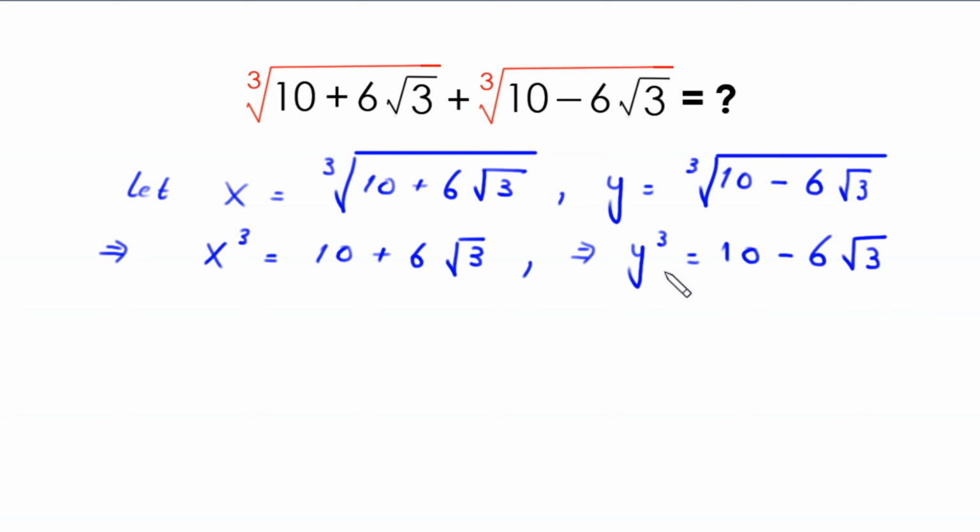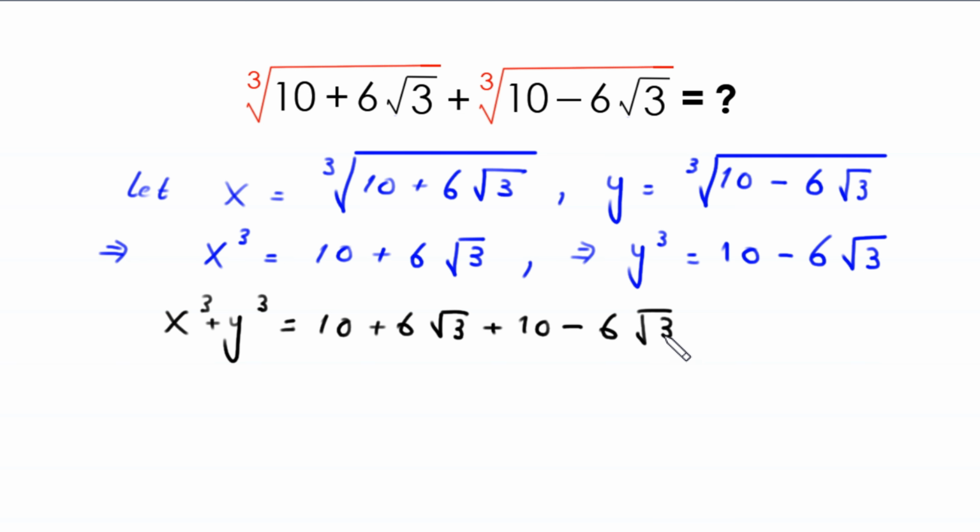Now we add these two equations, this will become x cubed plus y cubed is equal to 10 plus 6 times root 3 plus 10 minus 6 times root 3. So this negative 6 times root 3 will be cancelled out with this positive 6 times root 3, and this will become x cubed plus y cubed is equal to this 10 plus this 10 will become 20. Let's call this equation number 1.